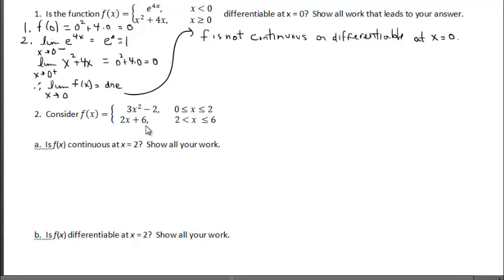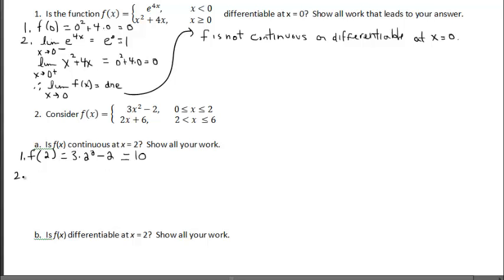Question 2, consider this piecewise function. Is f of x continuous at x equals 2? Show all your work. So three-part continuity test. Okay, the break occurs at x equals 2. 2 actually belongs to the top piece, so everywhere you see x, replace it with 2. 3 times 4 is 12. 12 minus 2 is 10.